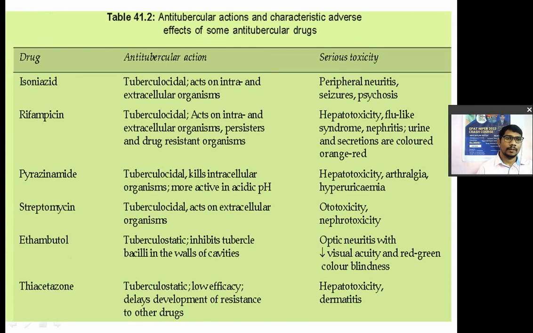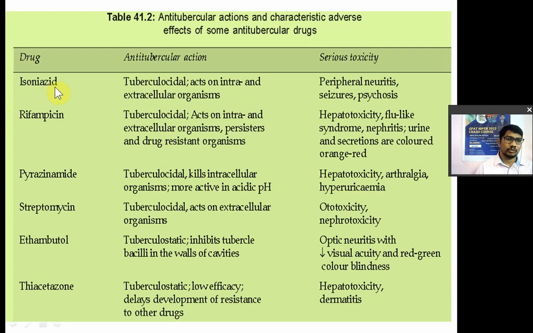Now anti-tubercular drugs and their important characteristics, mechanism of action and adverse effects. So our first drug is nothing but isoniazid. So it is tuberculocidal. It will kill the tubercle bacteria. It acts on intracellular and extracellular organisms. Mechanism of action: it inhibits mycolic acid synthesis.